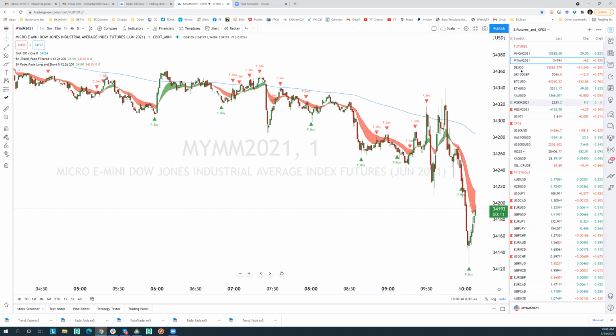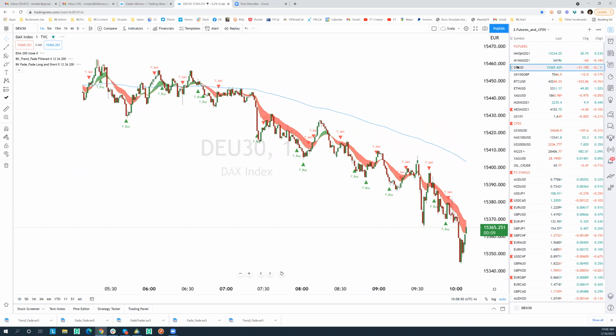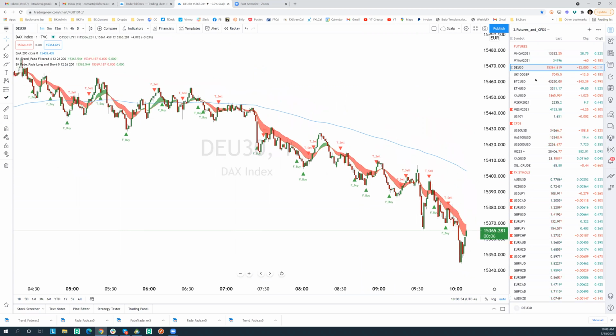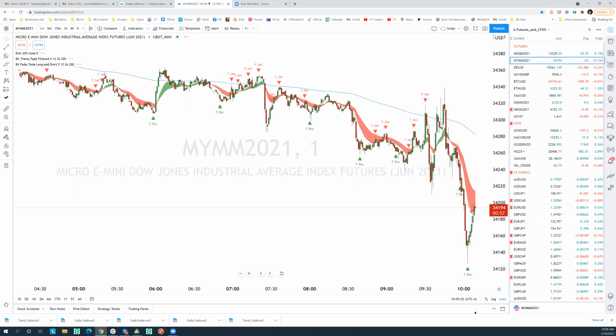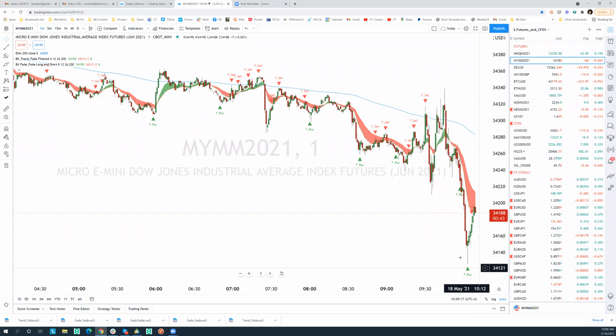Just want to see what the DAX is doing. No signals on the DAX. NASDAQ's got nothing. This is quite a long count from the fade, like 4 or 5 candles from the fade, but I can't even get the red. It's just a straight up V shape. I can't even get the buy on the reds here.